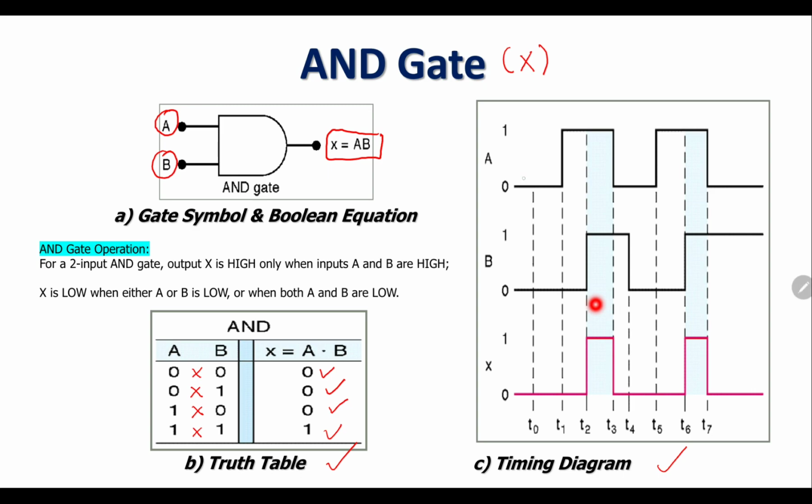So look at the timing diagram. Input A is 0, B is 0. 0 times 0 is 0. 0 times 0, 0. 1 times 0, 0. 1 times 1, 1. Okay, this one is 0, this one is 1. 0 times 1 is 0. 0 times 0 is 0. 1 times 0 is 0. 1 times 1 is 1. 0 times 1 is 0. So, this is the way that we read the timing diagram for the AND gate.